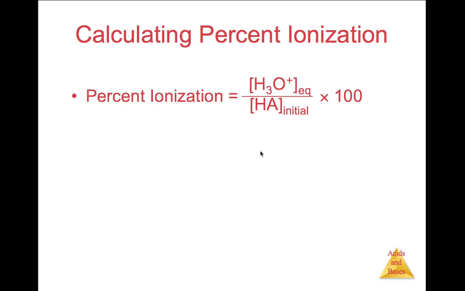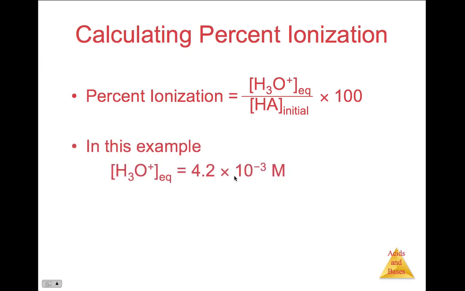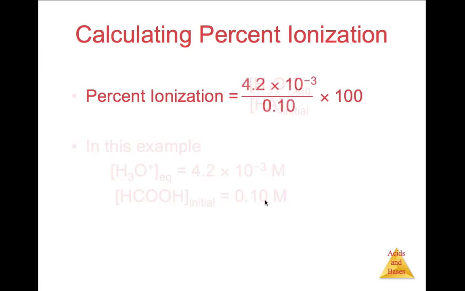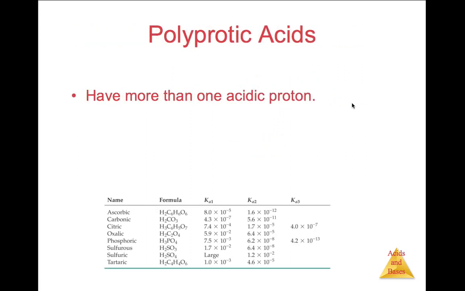But percent ionization is defined as the H3O plus ion concentration divided by the initial concentration of the acid times 100. So in this example, we have a hydrogen ion concentration of 4.2 times 10 to the negative 3rd, and we had an initial concentration of HCOOH as 0.1 molar. So to find the percent ionization, then we would just take the H plus, divide it by the initial concentration, and multiply by 100. Turns out that this is 4.2% ionized. It'll turn out that 5% is kind of a magic number for us for percent ionization.